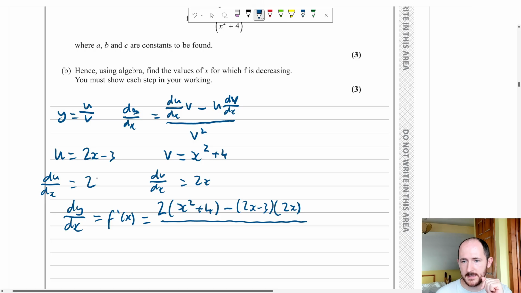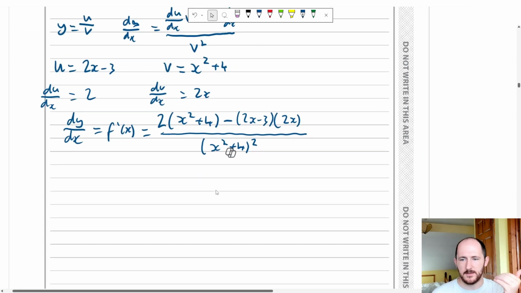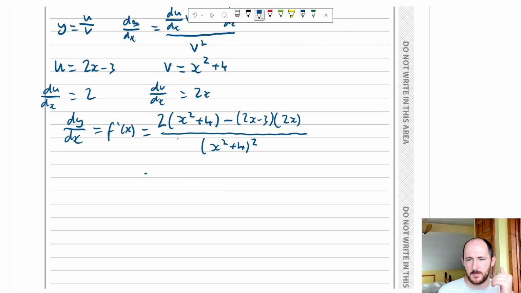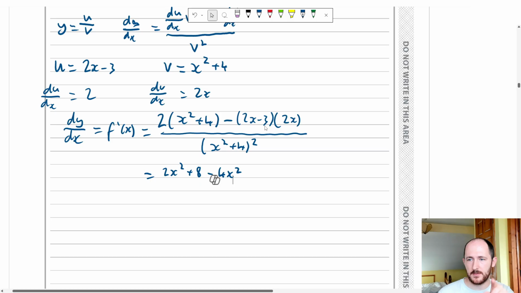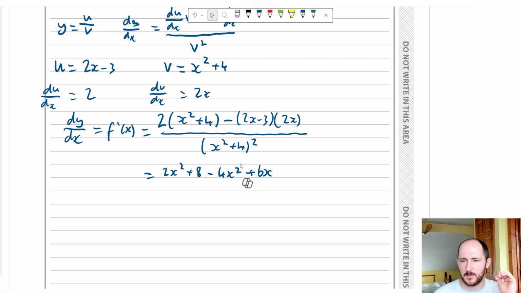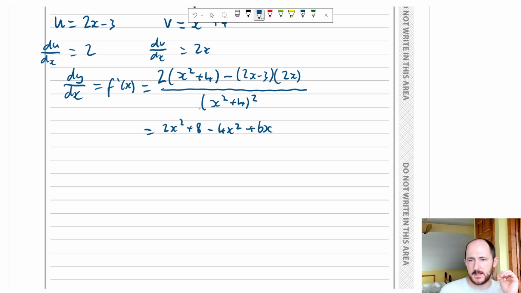all over v squared. And luckily we don't need to actually expand this, because if I remember rightly, the answer had that as the denominator, didn't it? Yep, so we don't even need to worry about that. It's just expanding and simplifying the top. So we get 2x squared plus 8 minus 4x squared, because don't forget it's 2x times 2x. And that's going to be minus 3, so positive 3 times 2x is 6x. Was it negative at the front? It wasn't negative at the front. Well, I mean, don't forget a can be a negative number. That's completely fine. And then we have x squared plus 4 squared on the bottom.